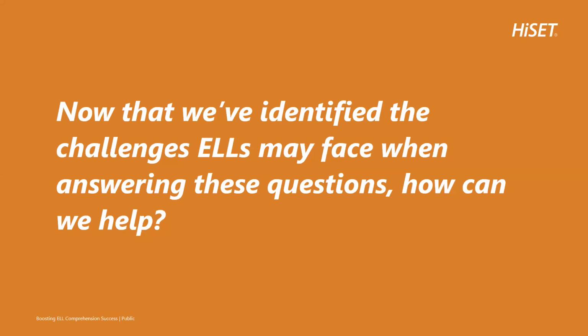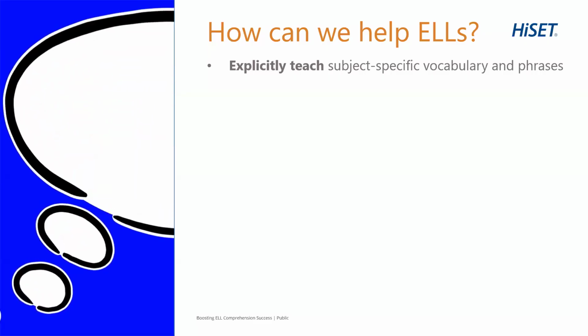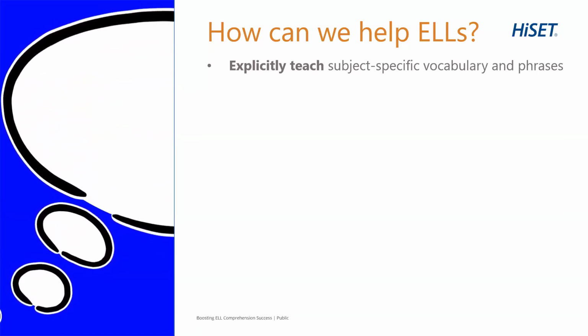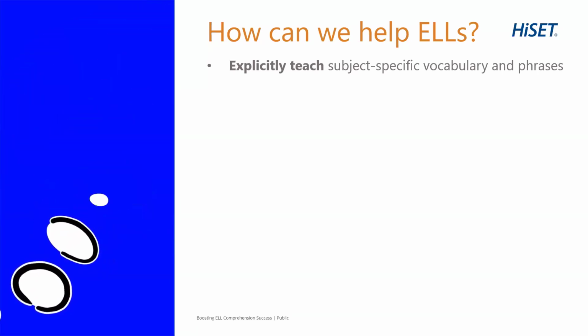Okay, so now that we've identified challenges that ELLs might face when answering these types of questions in our math, science, and social studies test, how can we help? I think that's probably why you're here. Just want to know how can we help our ELLs succeed so that they don't feel that this is so daunting for them. They feel confident coming into our test. Okay, so the first one we really recommend is to explicitly teach subject-specific vocabulary and phrases.